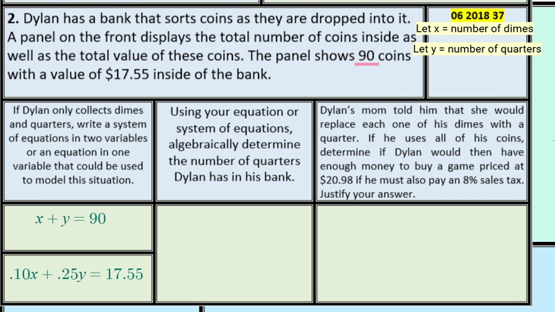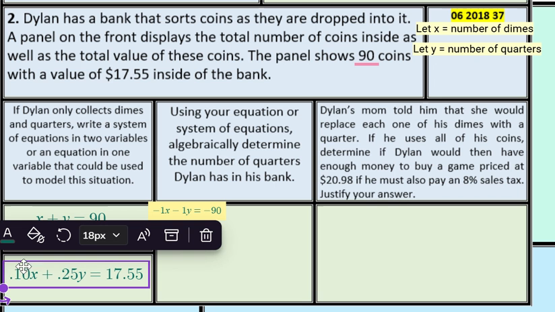Okay, so here's that word again. Use your equation or system of equations to determine algebraically the number of quarters Dylan has in his bank. So we need to get rid of a variable. What are we going to do? I suggest let's multiply this first equation by -1. So if I negate everything, -1x minus 1y equals -90.